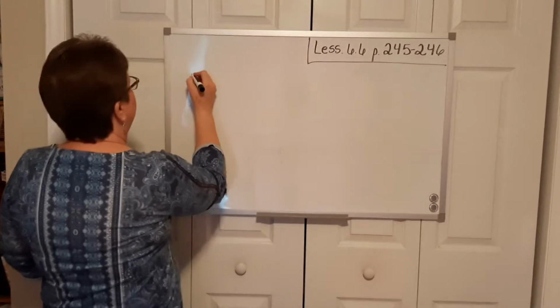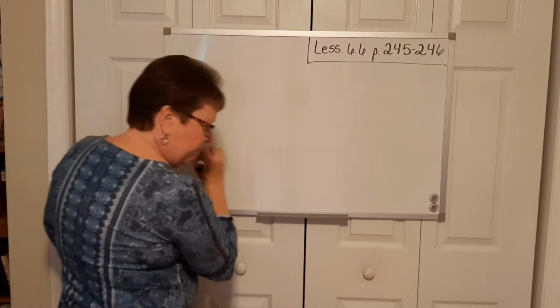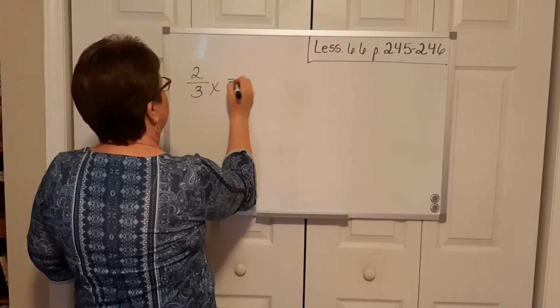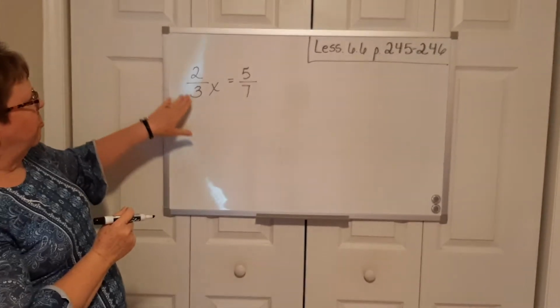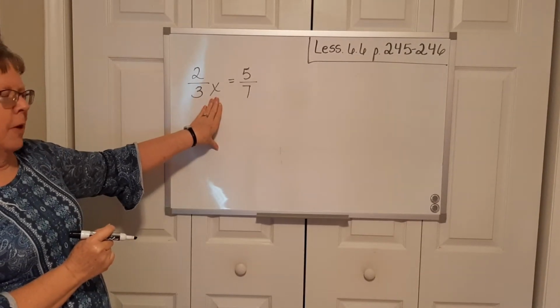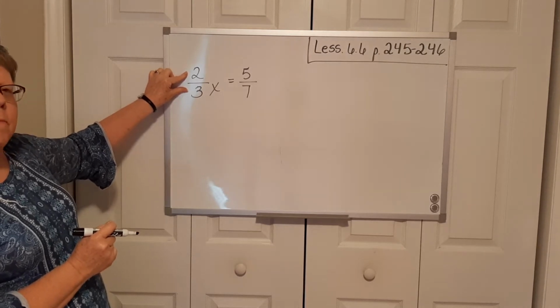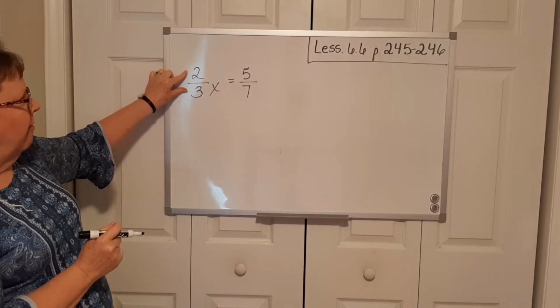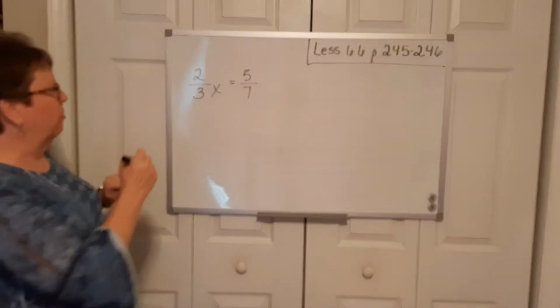Okay, 2/3 x equals 5/7. Okay, let's look at this. Here we've got 2/3 times x, okay? Now, since this is a fraction, we could multiply it by the reciprocal of that fraction and therefore be able to get rid of our 2/3.